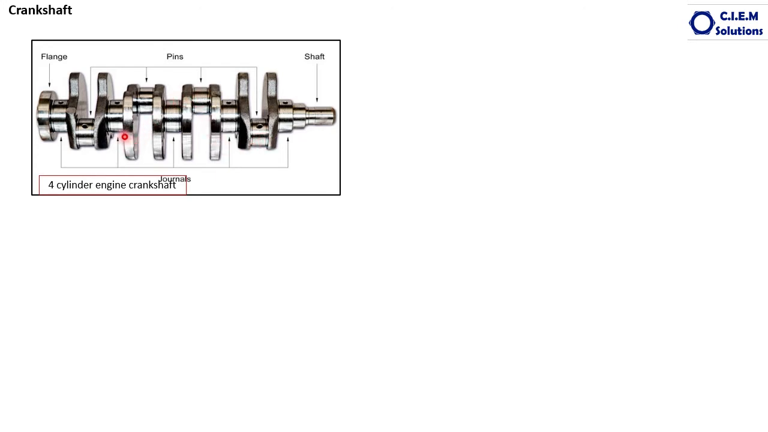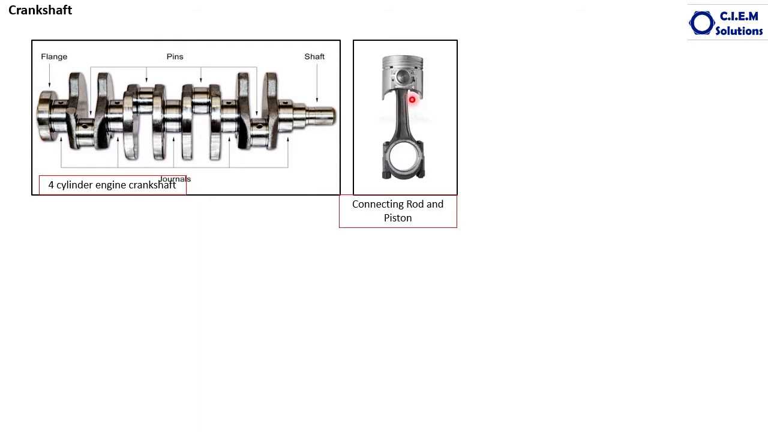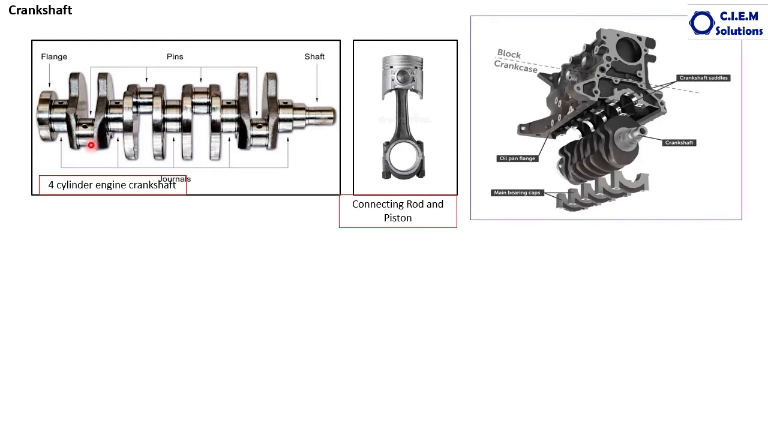4 connecting rods, 4 pistons and 4 connecting rod journals: 1, 2, 3, 4. Again, the axes of these 4 connecting journals are different. This is a 4-cylinder with 4 journals, a 6-cylinder with 6 journals. Again, in a V-type engine, there will be 1 journal for 2 connecting rods, which we are going to see in the future. This is the piston and connecting rod assembly. This portion is connected to the crankshaft journals here. This is how it is arranged.